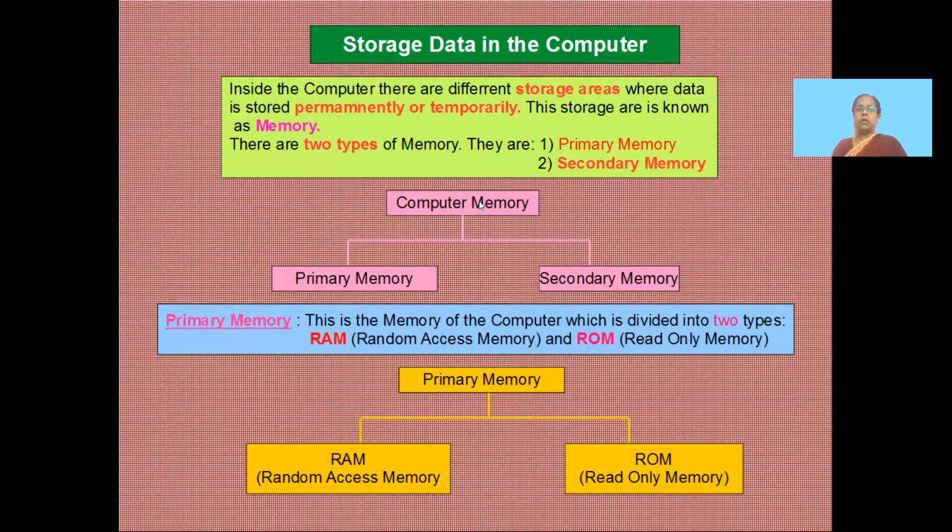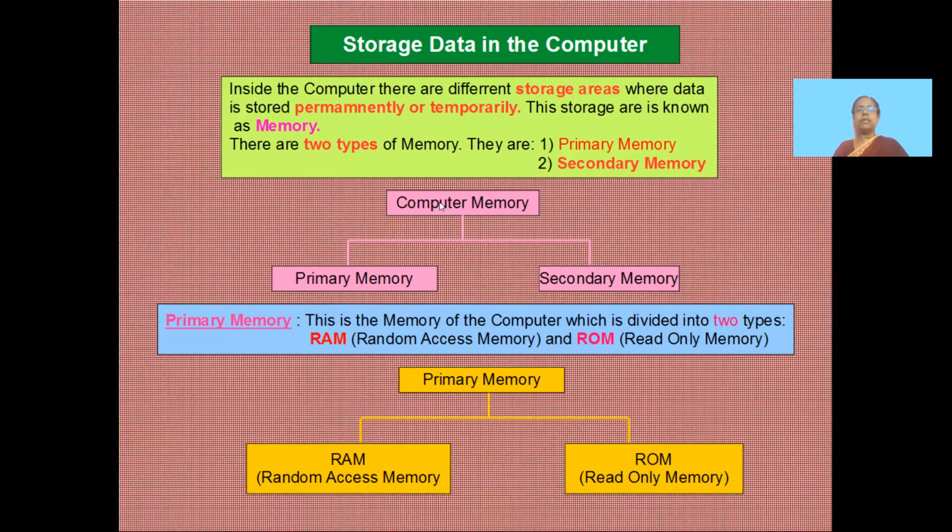Let me show you a flow chart of it. See here, this is the computer memory. The computer memory has a primary memory and a secondary memory. What is a primary memory? The memory that is in the computer. That memory is divided into two types, RAM, random access memory, and ROM, read-only memory. So here I've made a flow chart. Primary memory has two types of memory, random access memory and read-only memory.